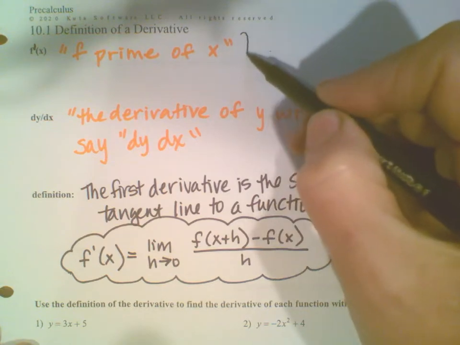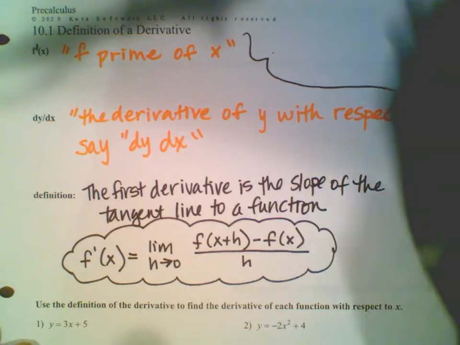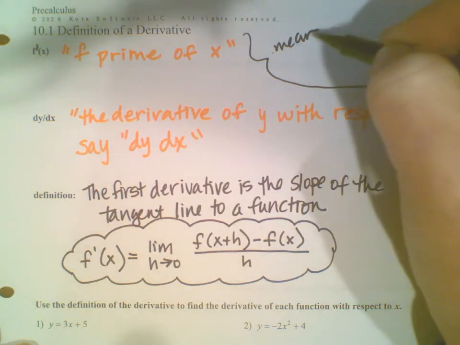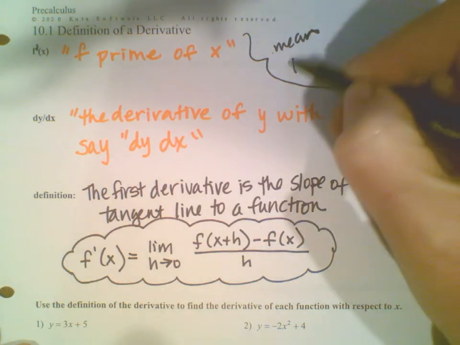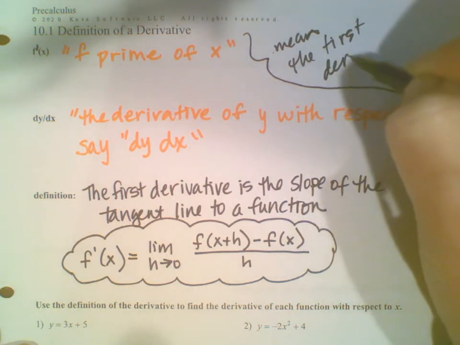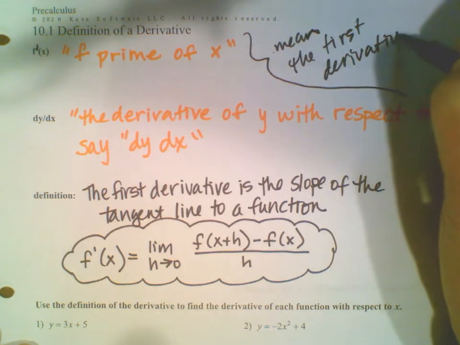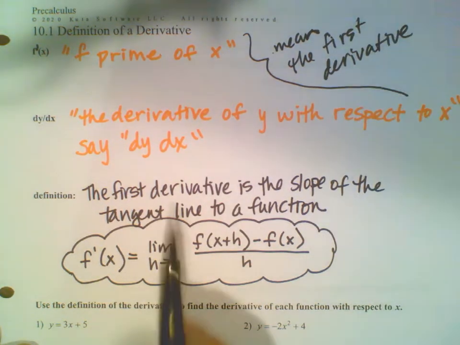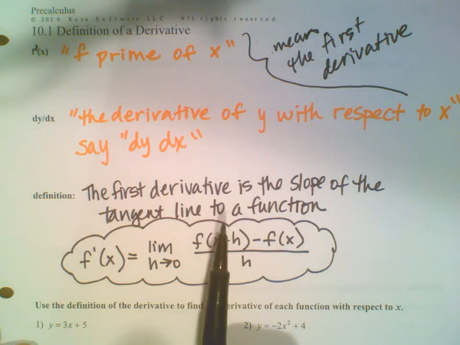Both of these things mean the same thing. These mean the first derivative. And the first derivative, like I said, is the slope of the tangent line of the function.